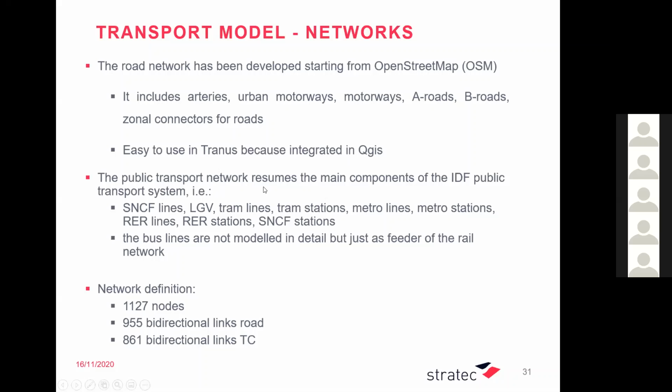The public transport network resumes the main components of the Île-de-France public transport system: the rail lines, the high speed line entering the Île-de-France region, tramway, stations and lines, metro, le RER, the regional express railway. Only the bus lines are not modeled in detail, but they are modeled as feeders of the rail system. Altogether, we have about 1,000 road links and 900 public transport links.